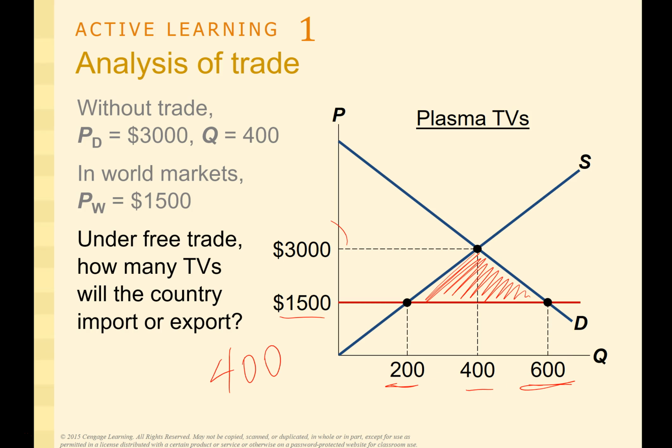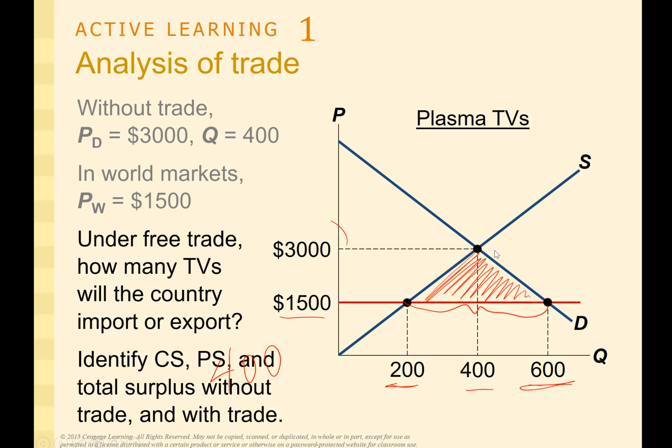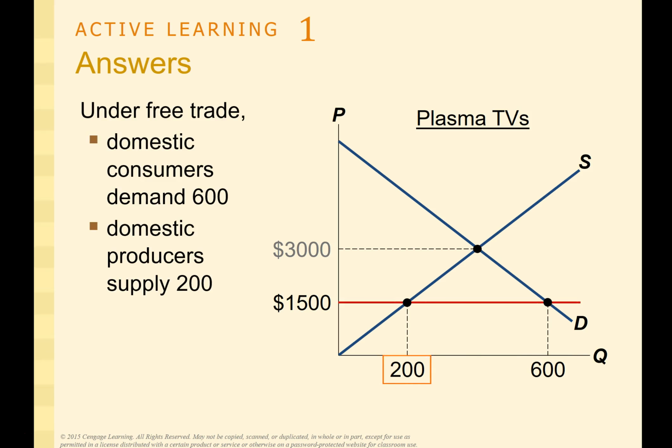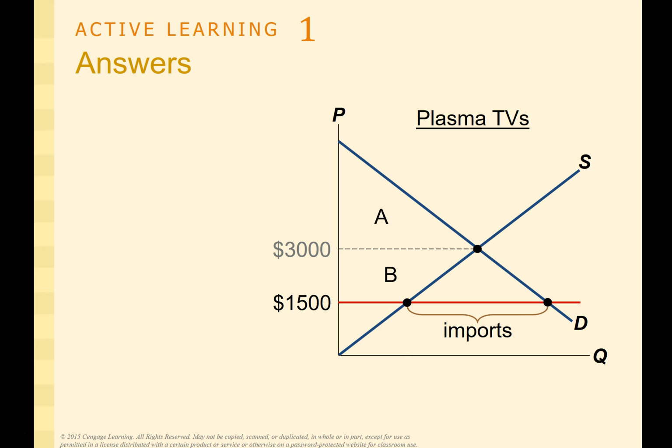And if the world is willing to produce them at that price of $1,500, then what they're going to do is import 400 plasmas. And what they ask you to do here in addition to that is identify consumer surplus, producer surplus, and total surplus without trade and with trade. So here we go. We'll go through all of that. We already talked about this part. Domestic consumers demand 600. Domestic producers only supply 200. Therefore, you're going to have imports of 400.